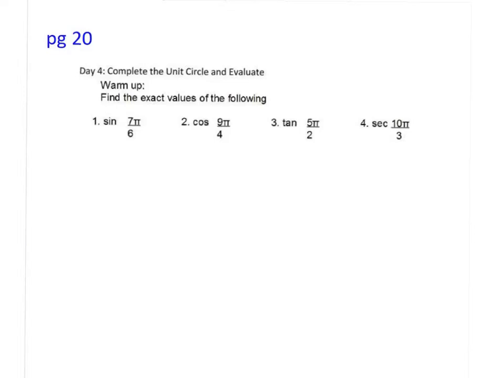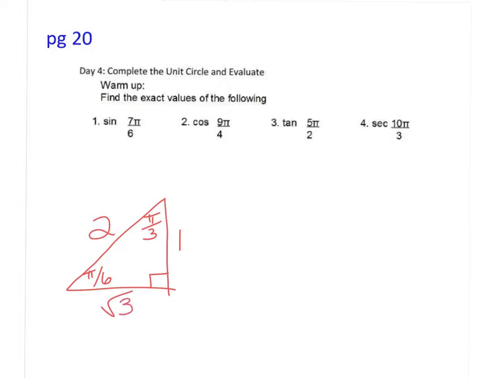So for all these problems, what I do to start is I draw my special right triangles, and I have my pi over 6 radians, pi over 3 radians, and I know across from pi over 6 is the short side, which is 1, across from 90 is 2, and across from pi over 3 is root 3. And then I'm also going to draw the pi over 4 isosceles right triangle, which is 1, 1, root 2.